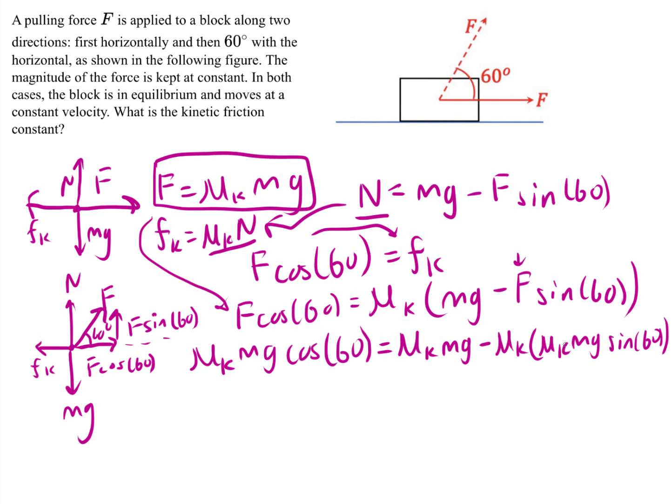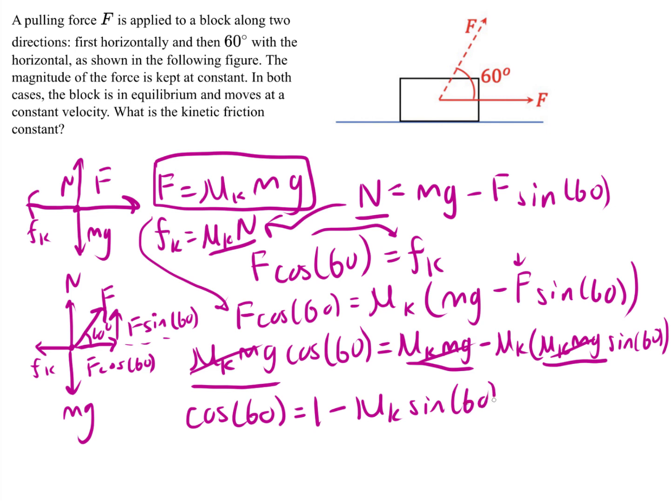So now we have this really messy equation, but we can simplify this by simply canceling a few things out. So we notice that each component, each part of the equation has this, the coefficient of kinetic friction times the force of gravity. So we can just go ahead and divide everything out here. So all of these cancel. So we get that the cosine of 60 degrees is equal to 1 minus the coefficient of kinetic friction times the sine of 60 degrees. Again, you replace this with 1 as it's divided by itself and leaves you with 1.